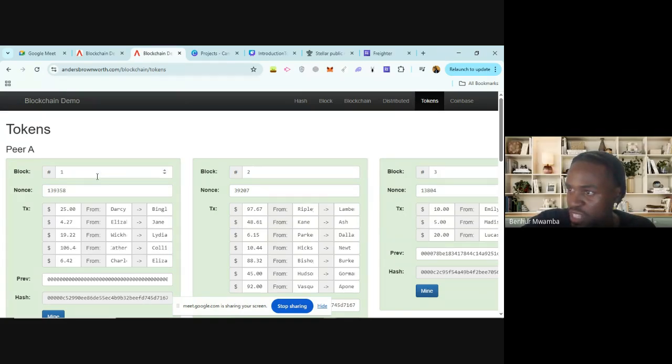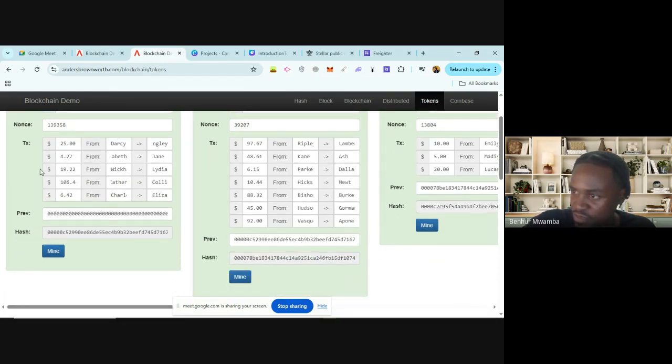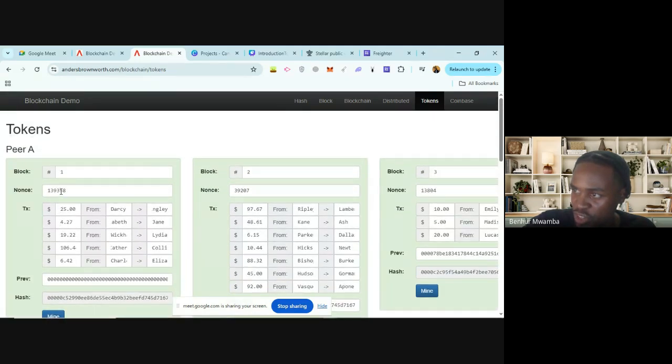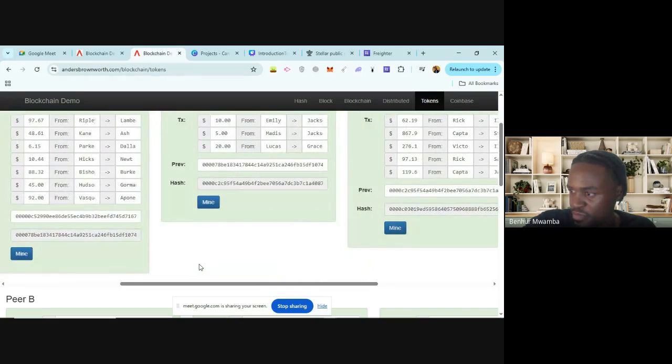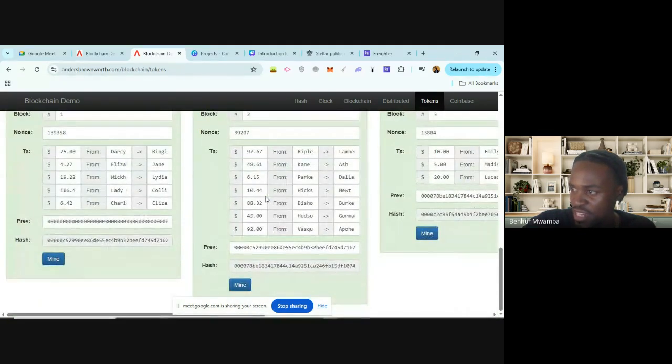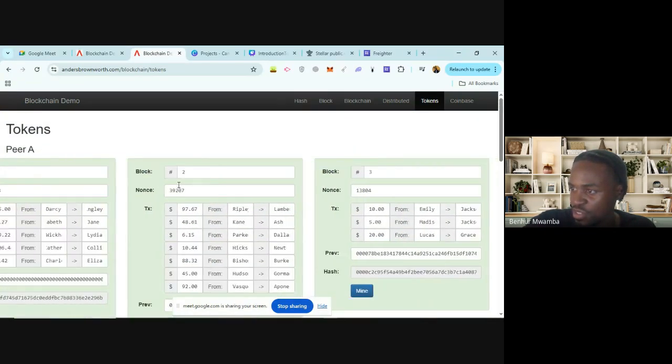So this is how it works in action. A block has all these transactions, like $25 from Darcy to Bingley, $4 from Elizabeth to Jane. So all these transactions, plus the nonce, plus the block, plus the previous hash, all of them together create a hash. And it goes on. The next block has the same data, and everything is valid. So that's what blockchain looks like in action.